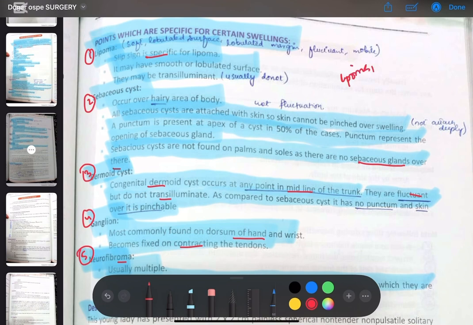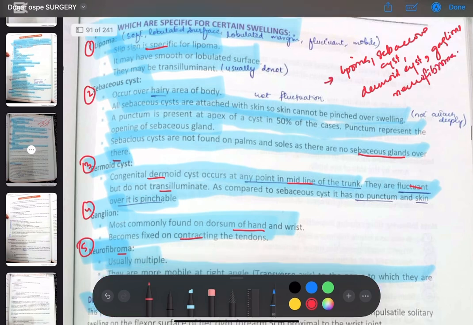Lipoma, sebaceous cyst, dermoid cyst, ganglion, and neurofibroma. These are the 5 differential diagnoses of the swelling or lump.